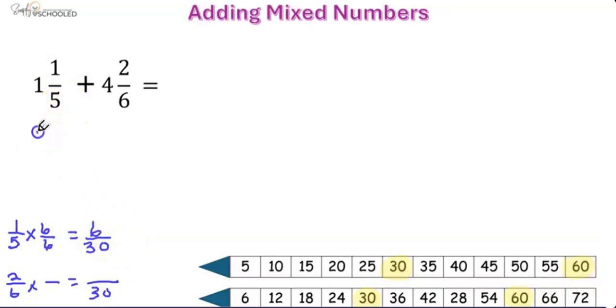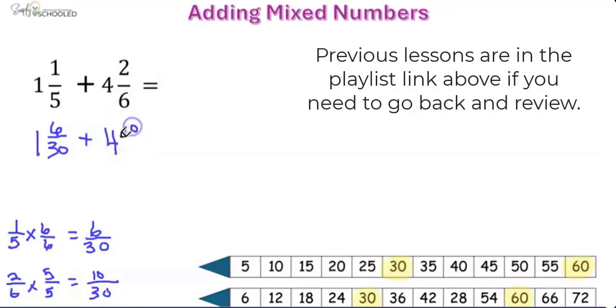So I'm going to rewrite this as 1 and 6 over 30 plus, now let's figure out the 2/6. 6 times 5 equals 30. So I've got to multiply the numerator by 5. 2 times 5 is 10. So 2/6 is equivalent to 10 over 30. So I'm going to rewrite this as 4 and 10 over 30.